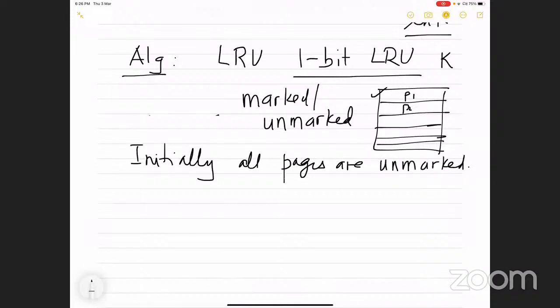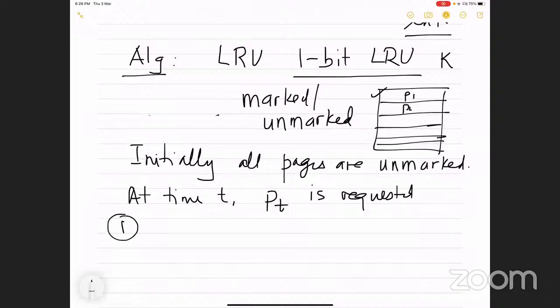Okay, and let's say at time t you request a page, pt is requested. Now several cases can happen. Suppose pt is in the cache. Then you mark it. You say, look, this page pt has been requested, so let's mark it and let's not evict it if I need to evict a page, because it has been accessed recently. So you just mark this page.